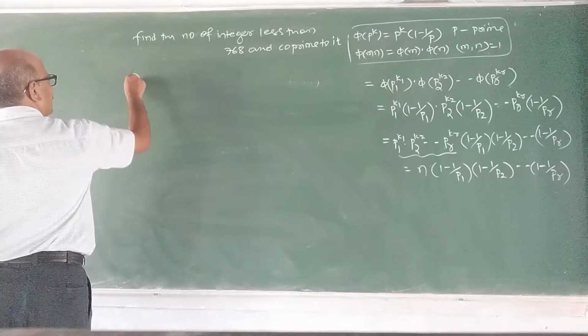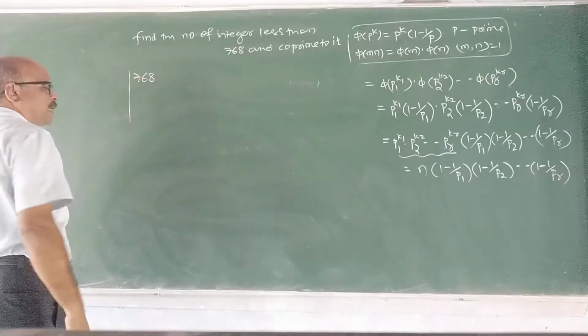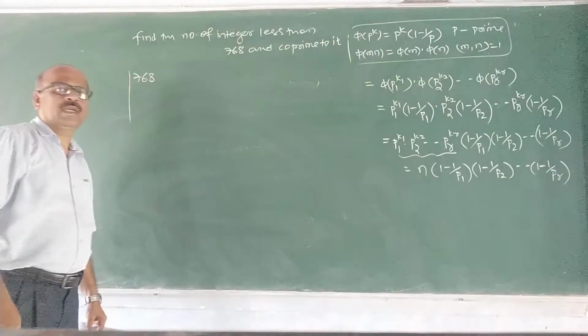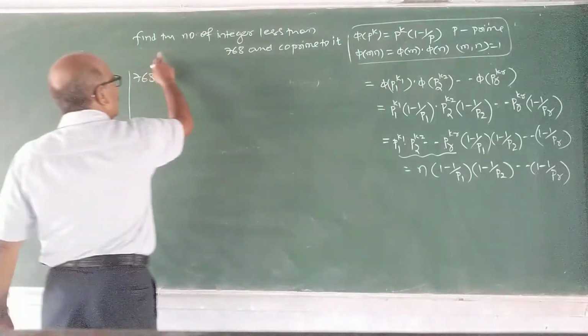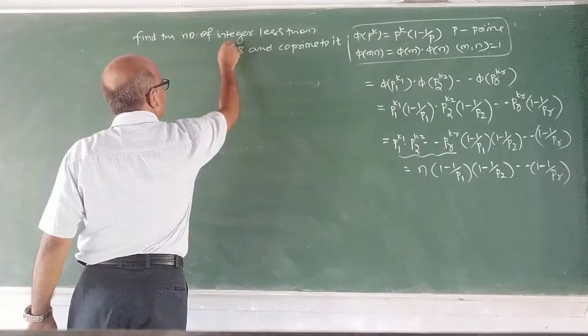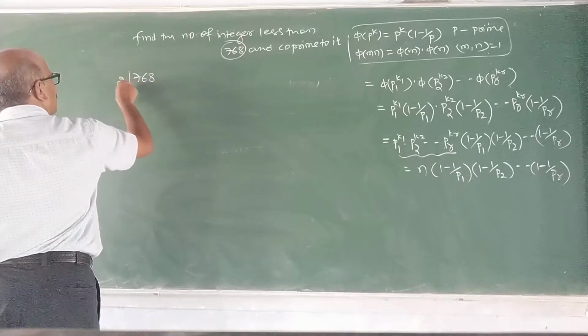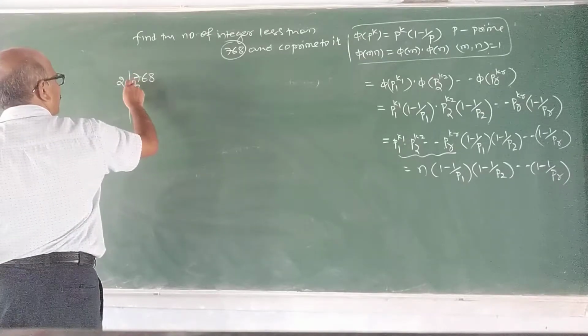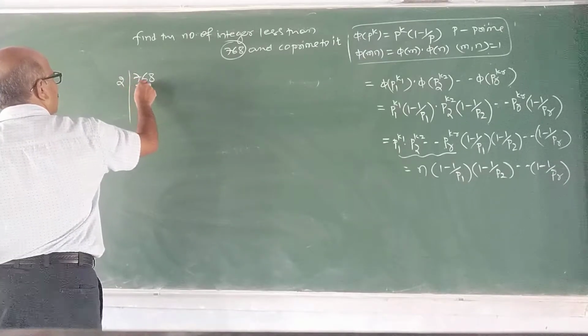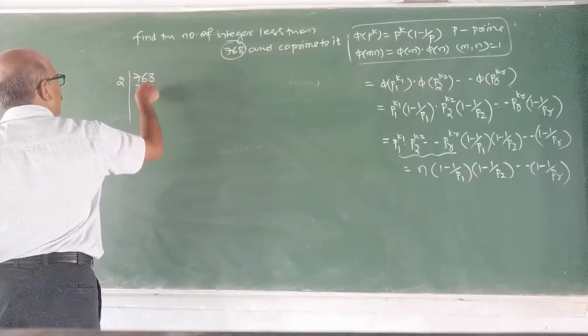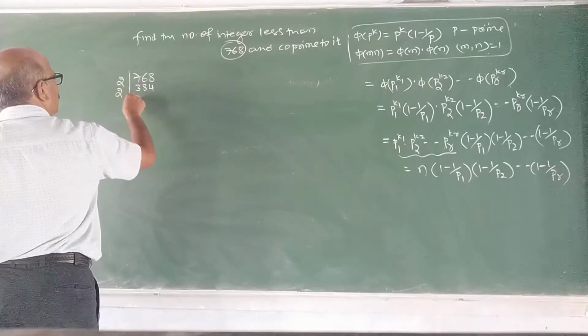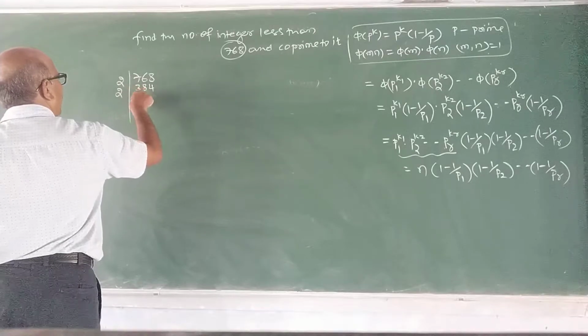First you have to express 768 in the canonical form. Canonical form it is. Number of integers less than 768 and co-prime to it. First I express it in the canonical form: 2 into 384, 2 into 192.